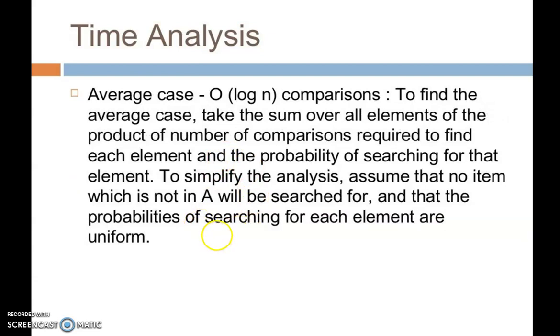To find the average case, take the sum over all elements of the product of the number of comparisons required to find each element and the probability of searching for that element. To simplify the analysis, assume that no item which is not in A will be searched for, and that the probability of searching for elements is uniform.